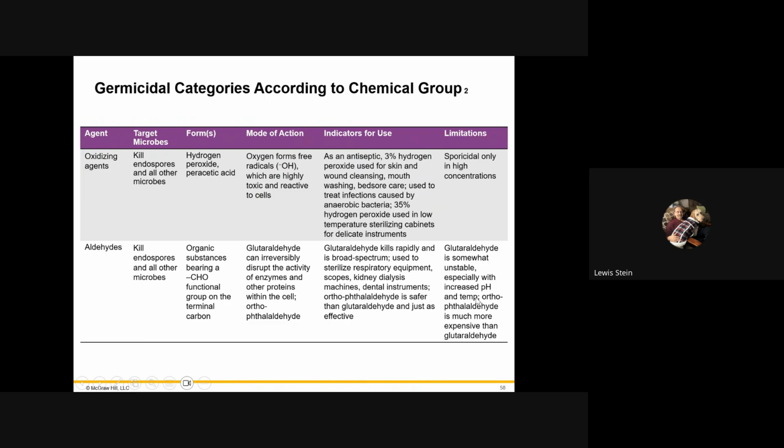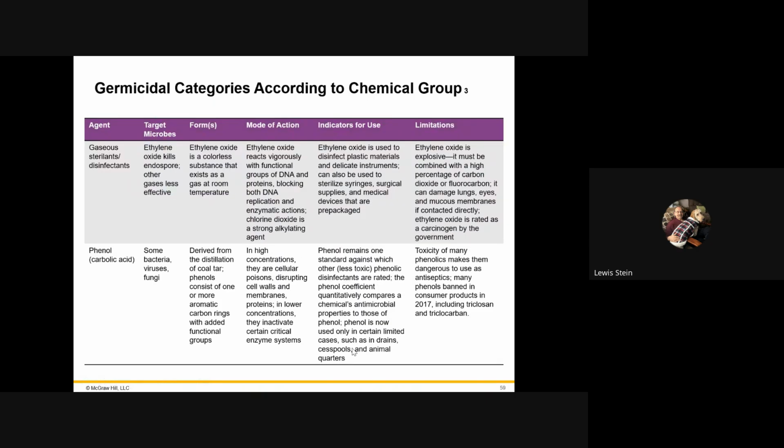So there's some instability issues, and orthophthalaldehyde has become used a little more frequently, is my understanding. That came after I had gotten out of practice. Number one agent, when you talk about gaseous agents, they have a category all their own. They sterilize, and this is the bad boy that does. It's called ethylene oxide, poison gas.